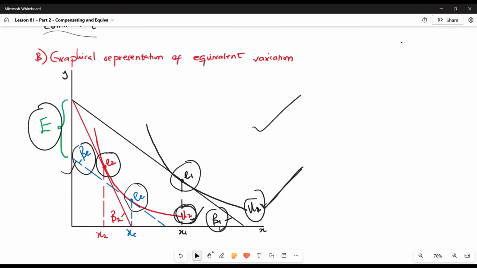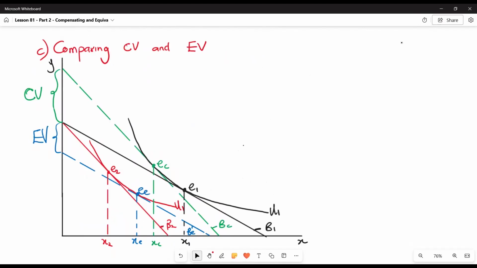However, George had to sacrifice the vertical distance E to keep relative prices constant, moving him from indifference curve U1 to indifference curve U2. Hence, the new equilibrium bundle EE here will be on budget line BE and indifference curve U2. The next thing we are going to do is to compare the concept of compensating variation and equivalent variation.